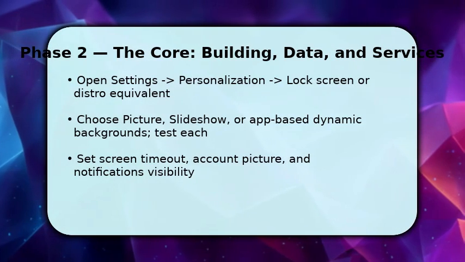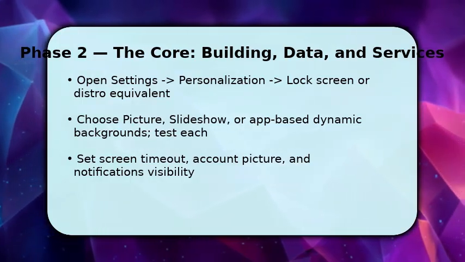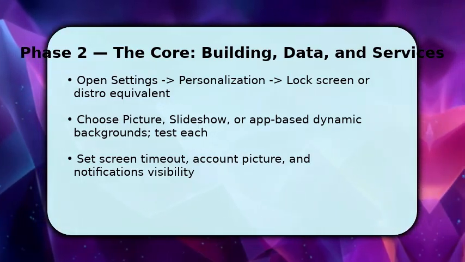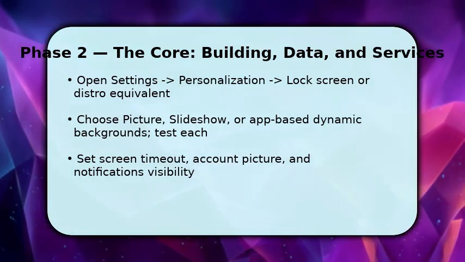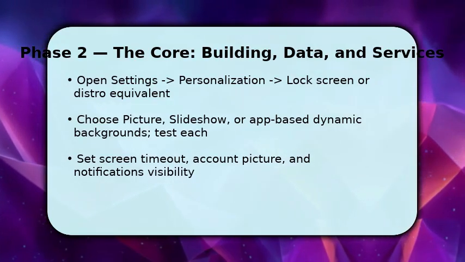Now you configure the lock screen itself. Open Settings, then Personalization, then Lock Screen. On Linux, use your desktop environment controls. Choose Picture for a single image, Slideshow for a rotating set, or a third-party app for dynamic content. Pick based on performance and battery impact.